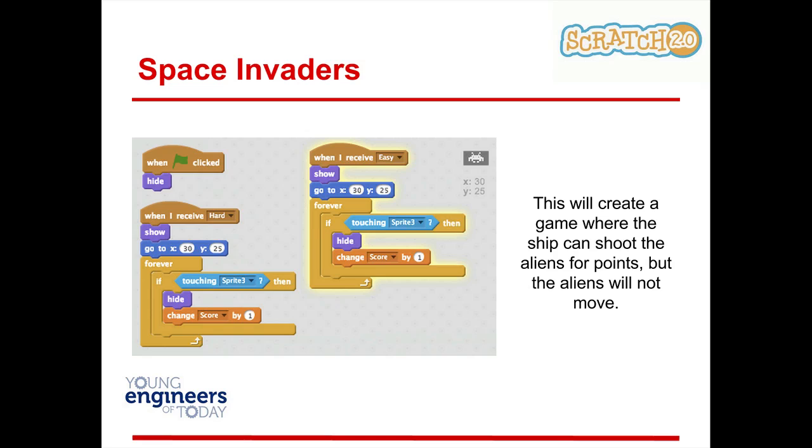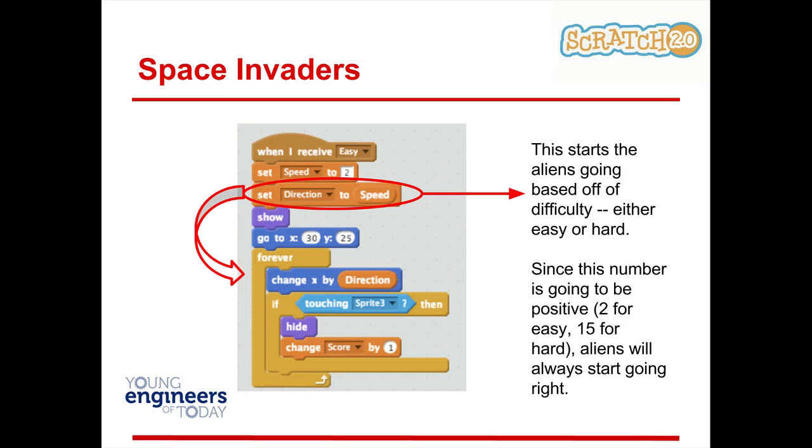So let's look at this. When I receive hard, show, go to X 30 Y 30. If touching sprite 3, which in this case is the laser, then hide, change my score by 1. You're putting this on the alien again. All right? Same alien, and there's the alien right there. When I receive easy, show, go to 30 by 25. If touching the laser, hide, change score by 1. This starts the aliens, so you've got the aliens now.